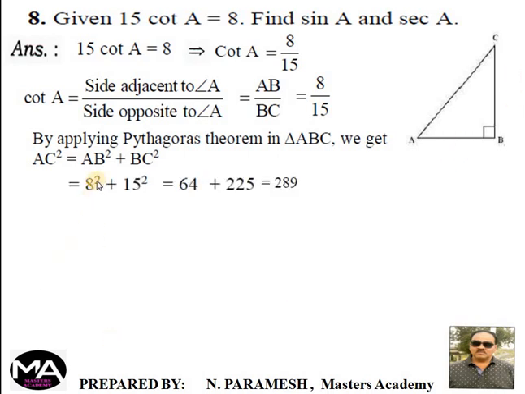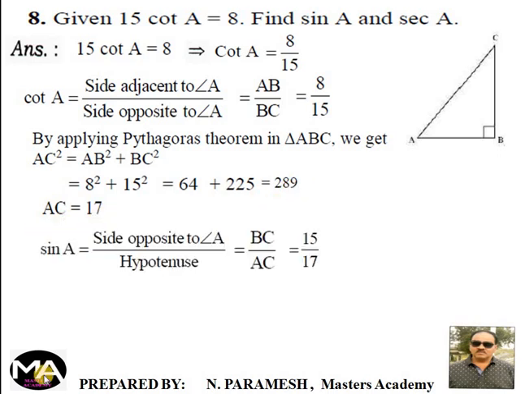By using Pythagoras theorem, AC square is equal to AB square plus BC square. Substituting the values, 8 square plus 15 square, that is equal to 8 square is 64 plus 15 square is 225, that is equal to 289. AC square is 289, AC is root 289, that is nothing but AC is equal to 17.